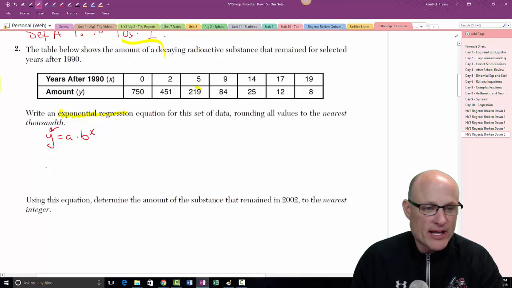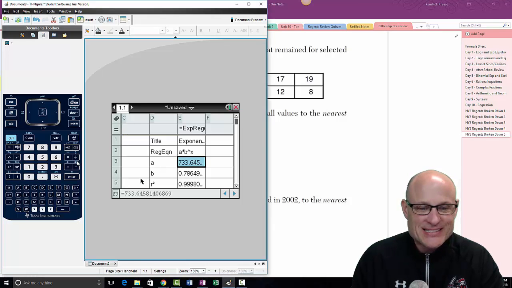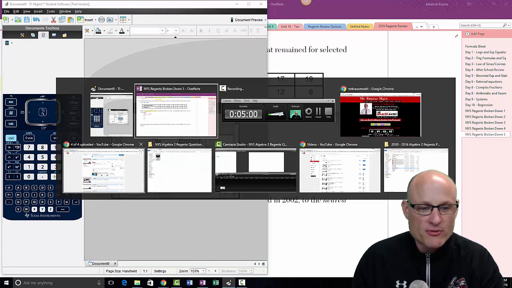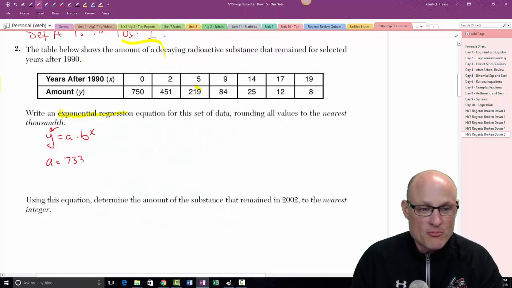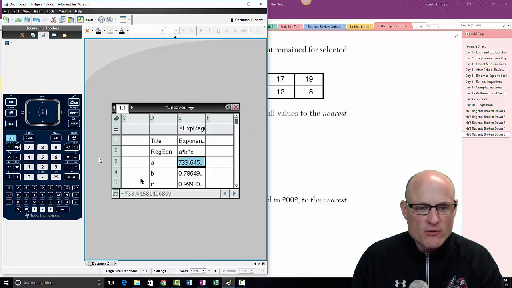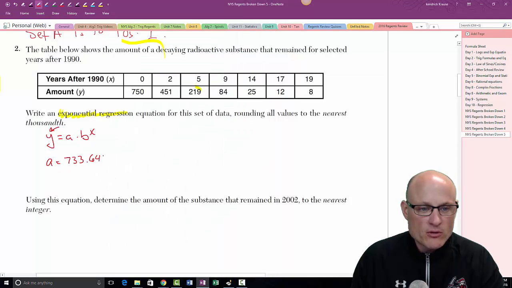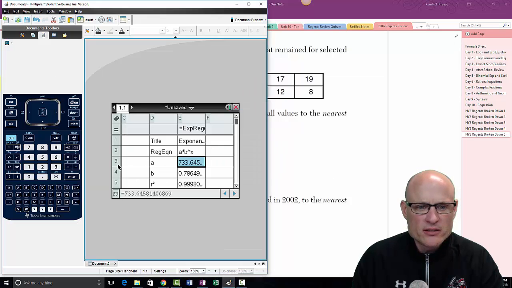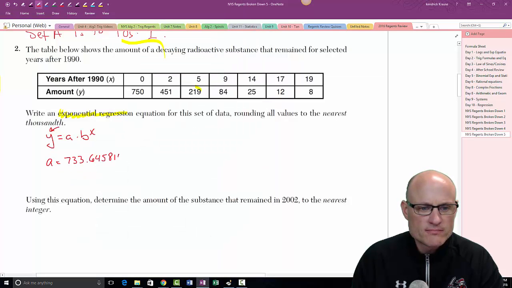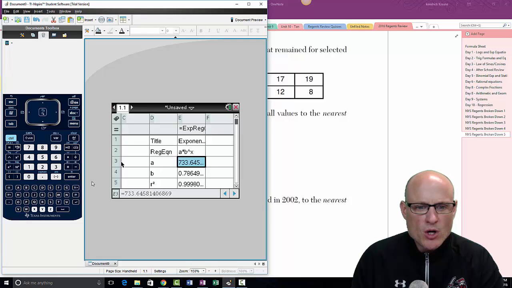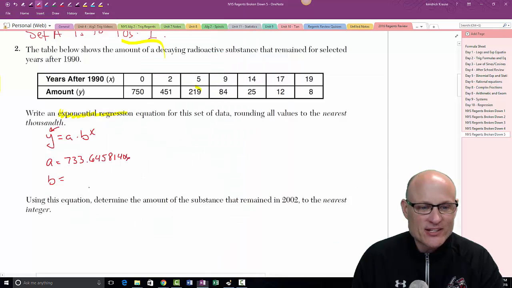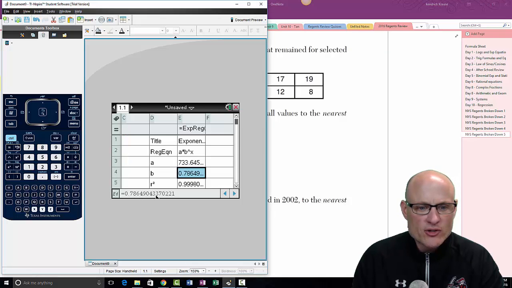You need to write down what A is equal to, and I would say at least 6 decimals. So 733, not 6 numbers, 6 decimals minimally: 733.64581406. And then write down what B is, unrounded: 0.78649433.